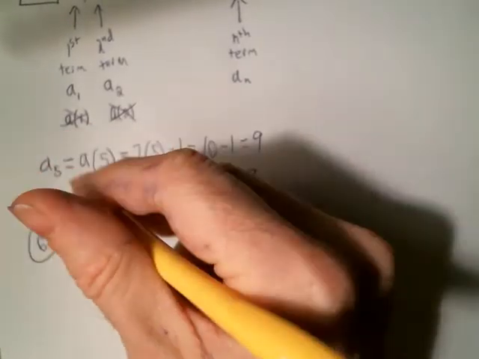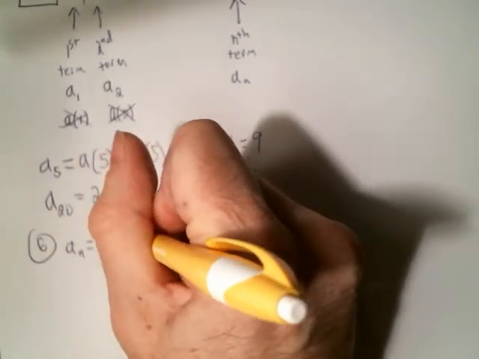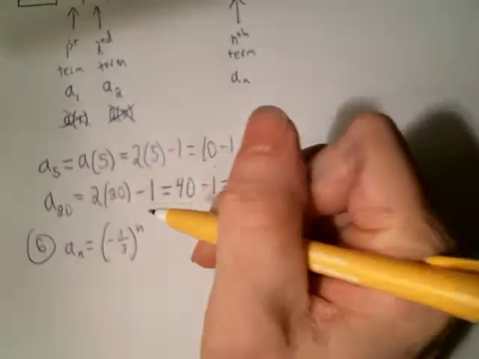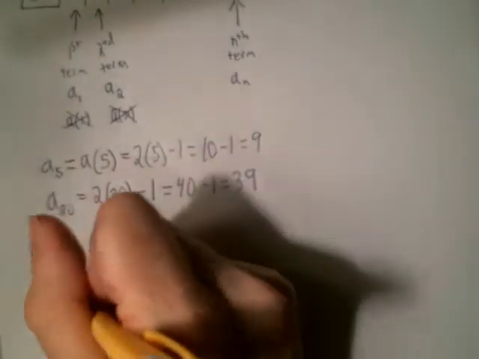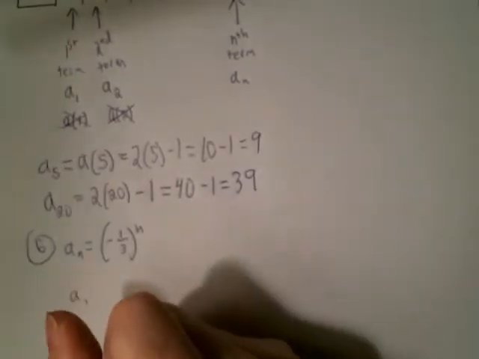Here's problem 6. They give you the nth term formula, negative 1/3 to the n, and they want you to write out the first 4 terms. So they want a sub 1, a sub 2, a sub 3.